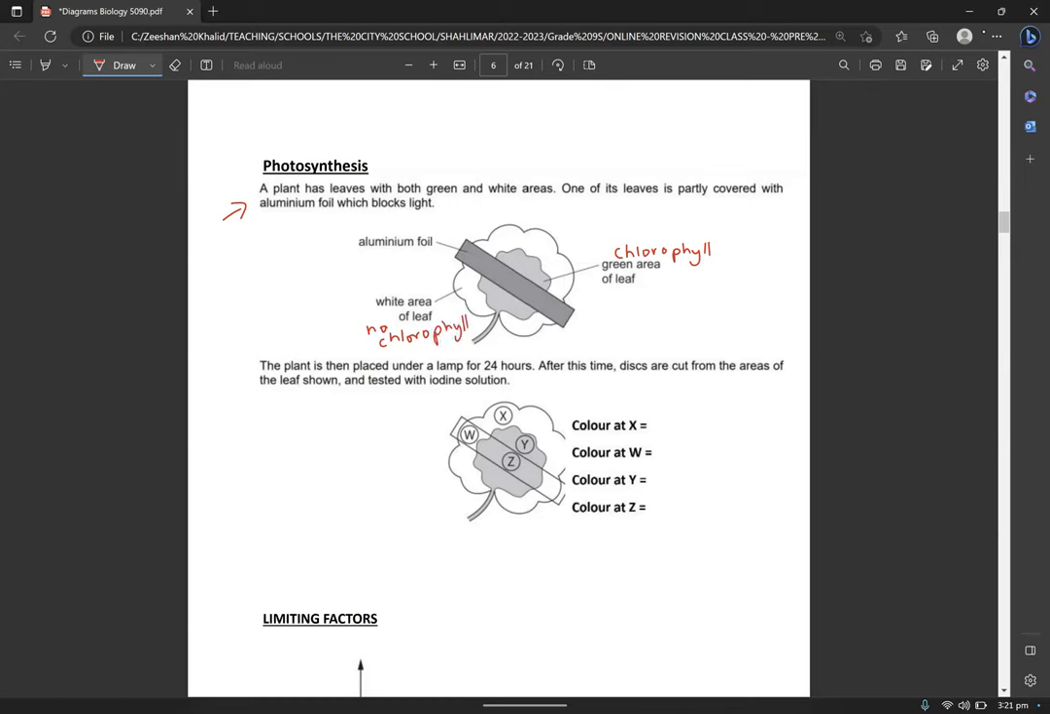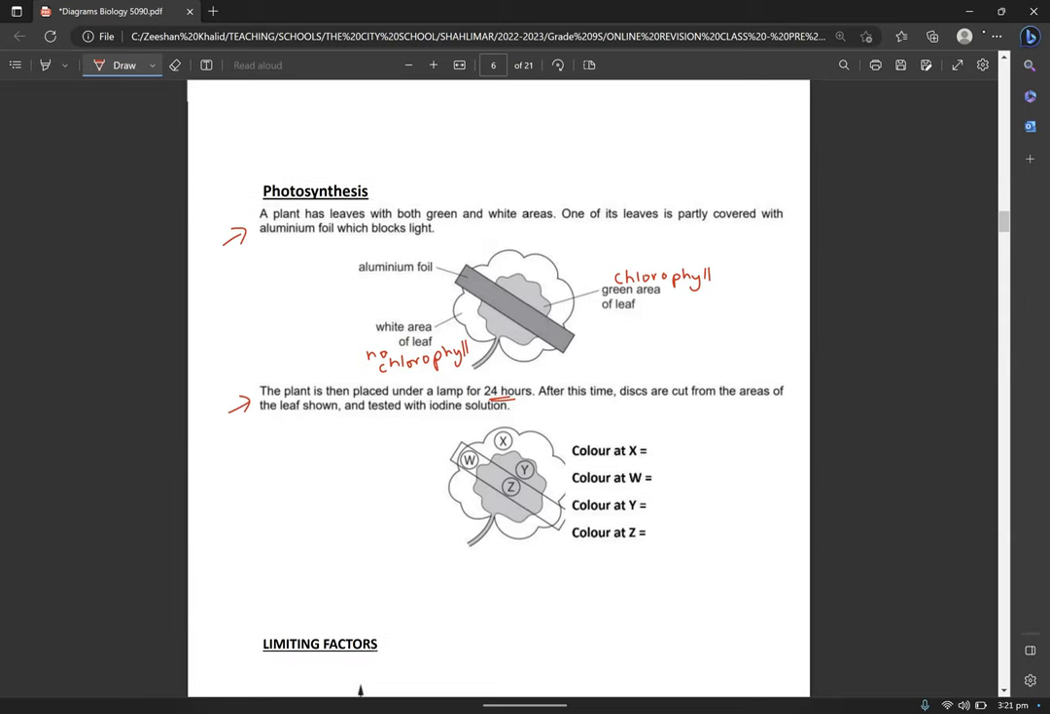Ab aapko diagram mein ye keh raha hai, a plant has leaves with both green and white areas. One of its leaves is partly covered with aluminium foil, which blocks light. Okay, it then says the plant is then placed under a lamp for 24 hours. After this time, discs are cut from the areas of leaves as shown and tested with iodine.